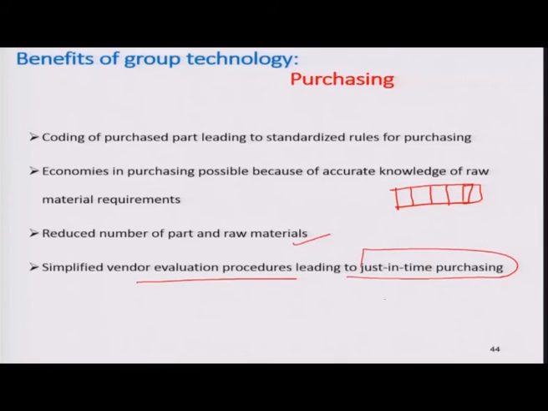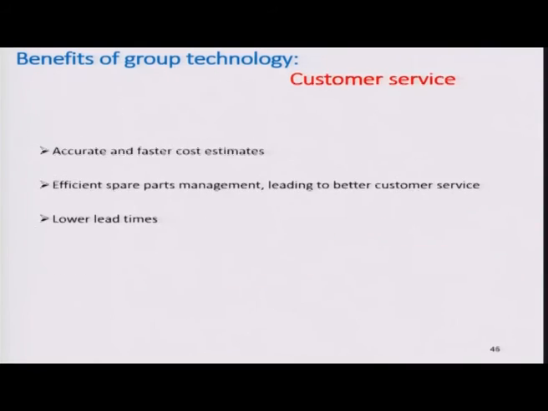Inventory will also be reduced using group technology, because in a functional layout, near every machine there is some space to hold parts, so that those parts get finished later in a serial manner. That kind of inventory will get reduced in group technology.